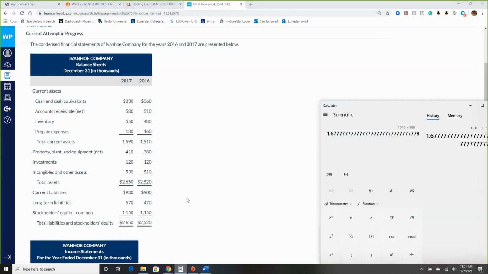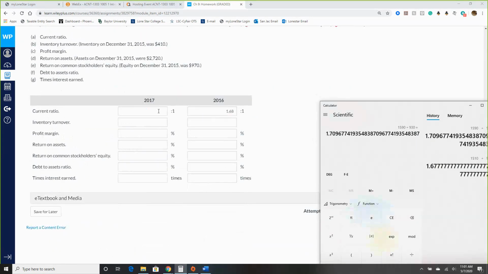And 1590, 17 divided by current liabilities, 1.71.